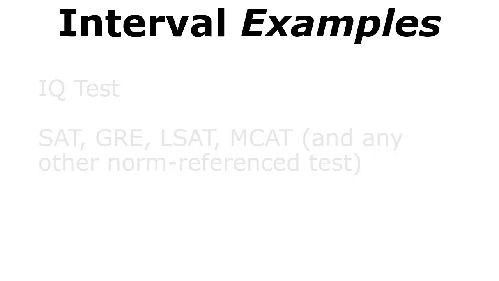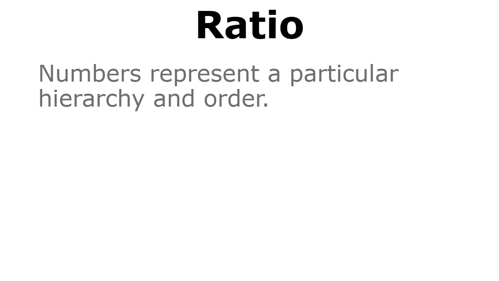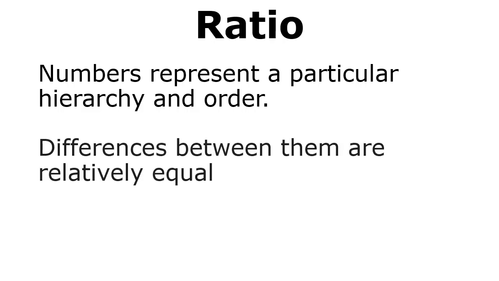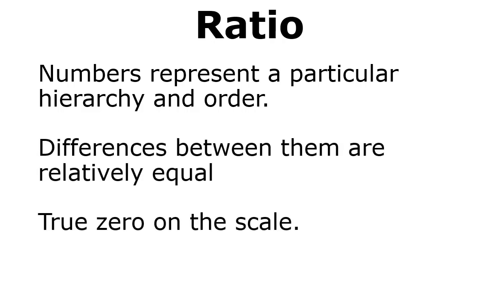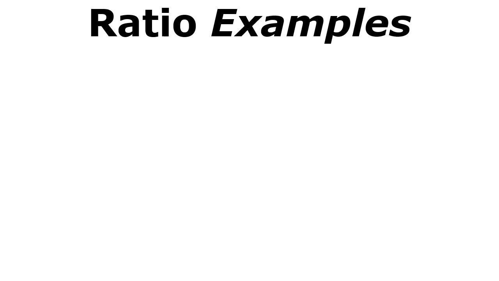Now, finally, if you're following along with the NOIR acronym, or mnemonic, if you will, we have ratio. You might have guessed, ratio data represent numbers that are in a particular hierarchy and order. The differences between them are relatively equal, but there is a true 0 on the scale of ratio data. So let's take a look at a few common examples.